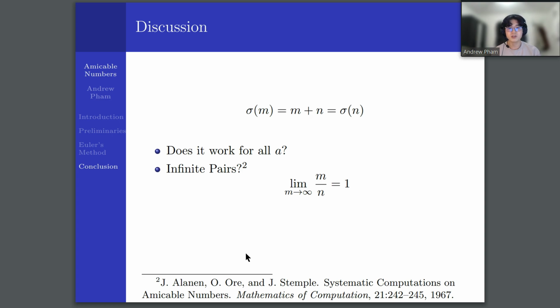But what we do know from a study done by Allen et al. was that if we take the ratio of each amicable number and we increase the amicable number pool, they'll all soon converge to 1. So if there were an infinite number of amicable numbers, it would have to satisfy this limit. But other than that, amicable numbers today don't seem to have any practical applications.